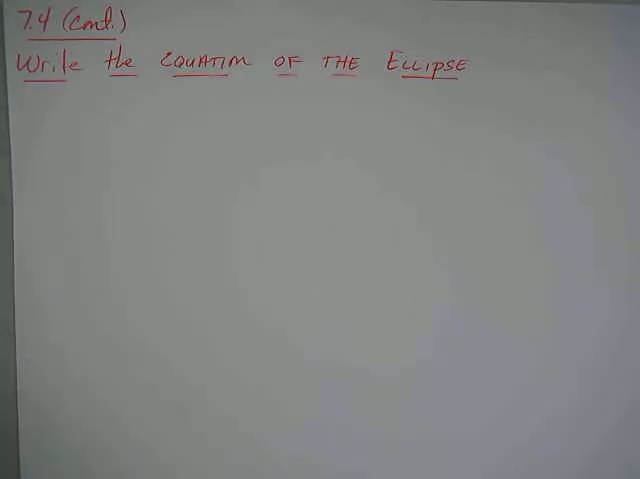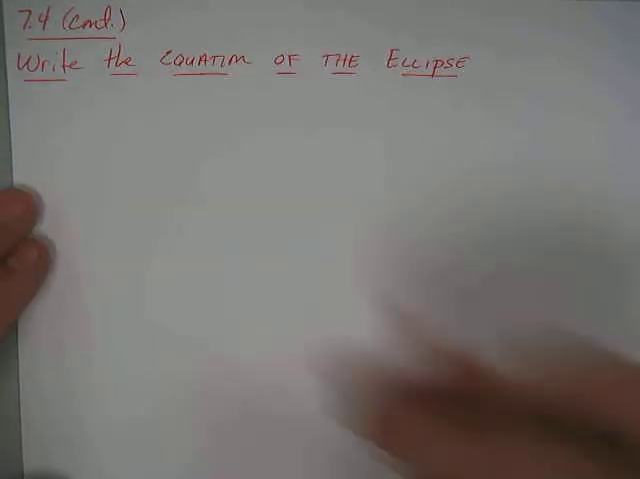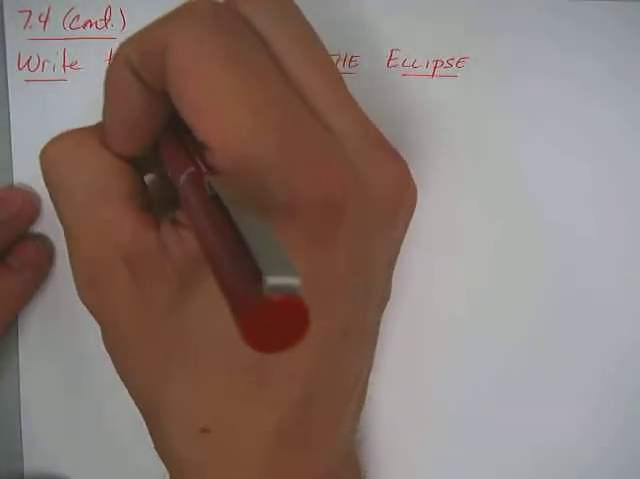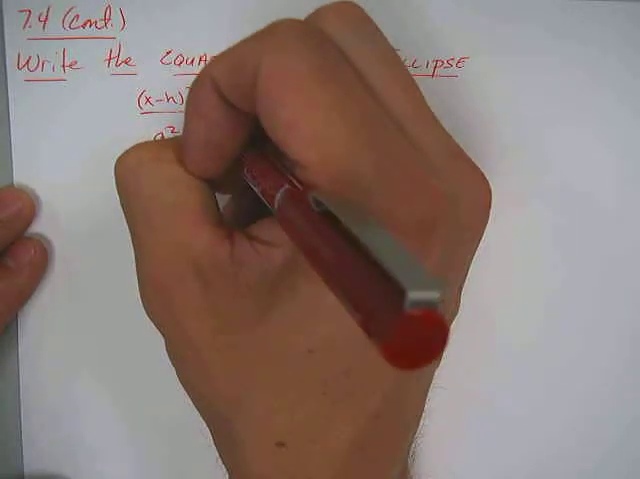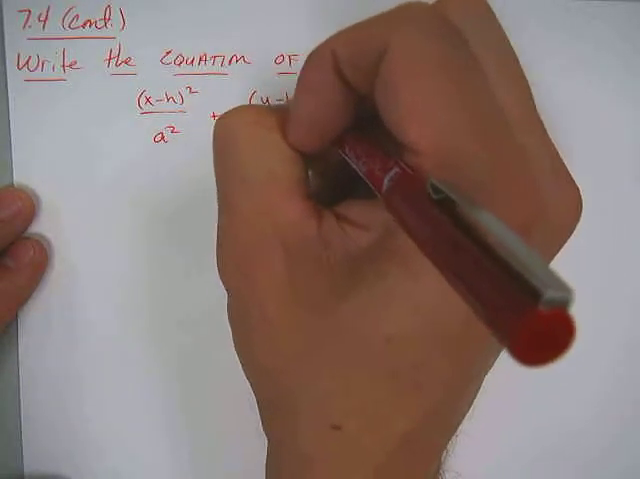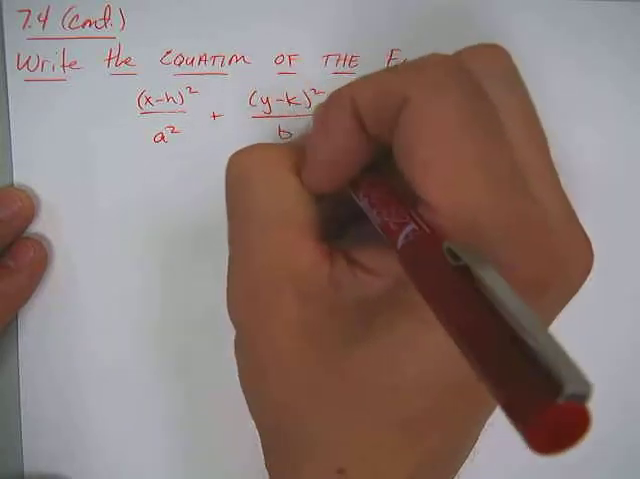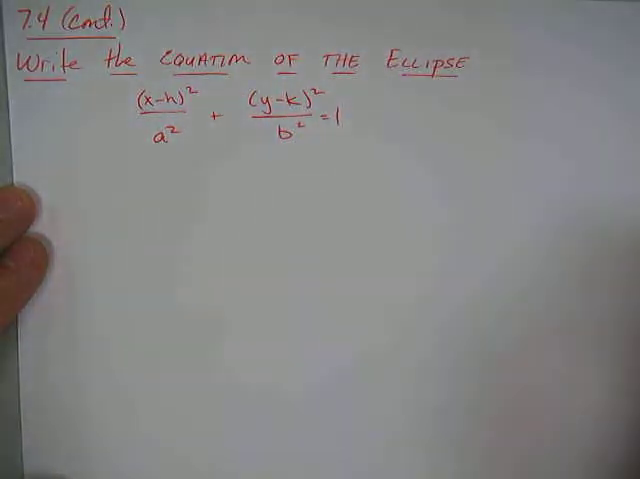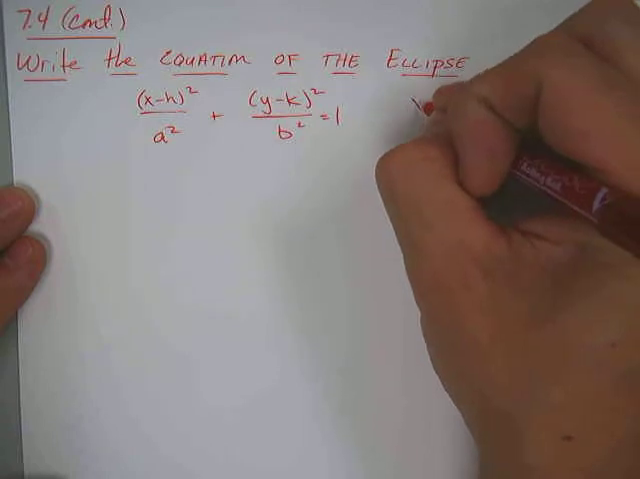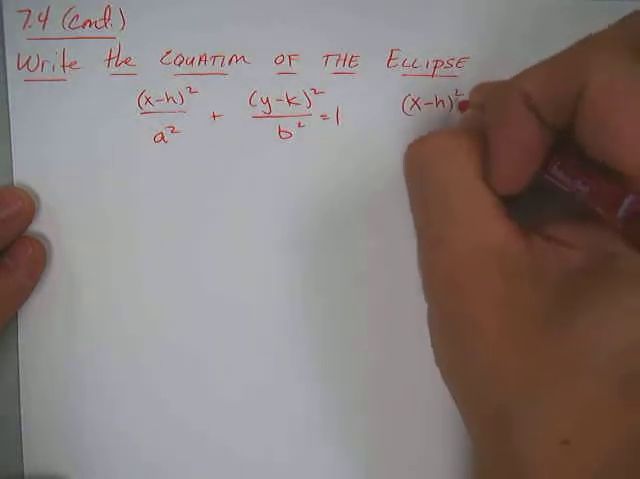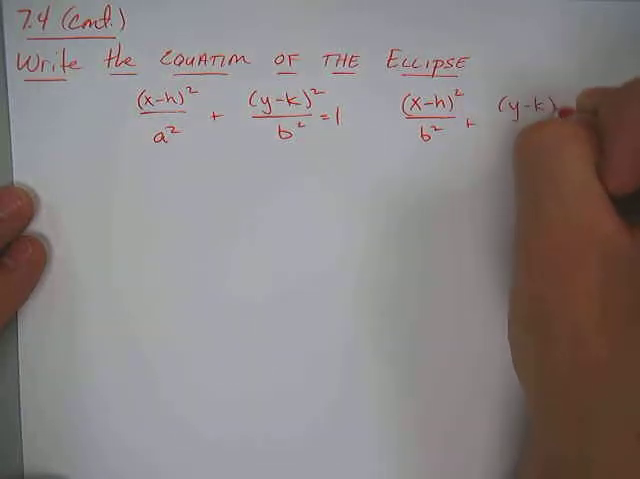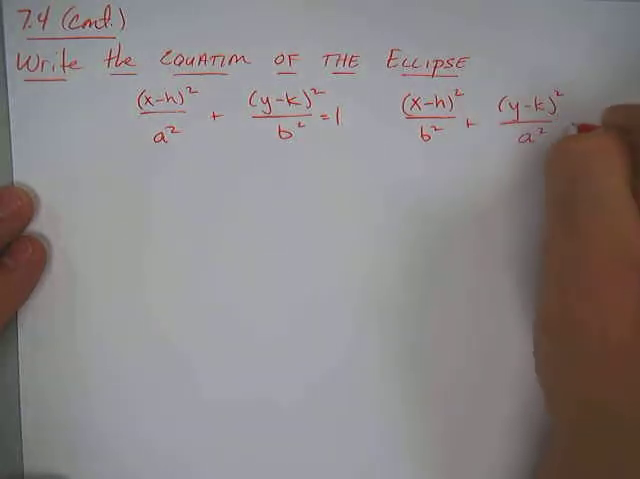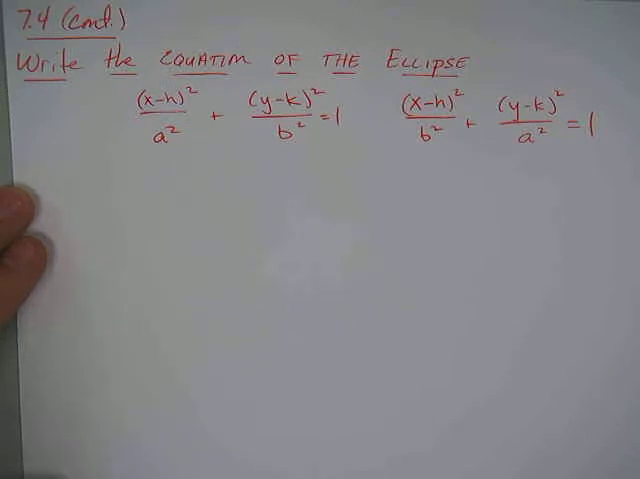Remember, we went through generally equations of ellipses yesterday. One of them was the quantity of x minus h squared over a squared plus the quantity of y minus k squared over b squared equals 1. And the other one was the exact same thing, but with the x term over b squared, and the y term over a squared.